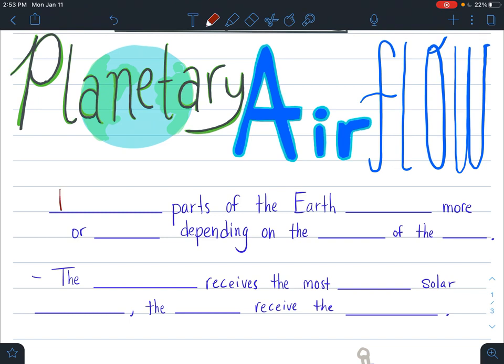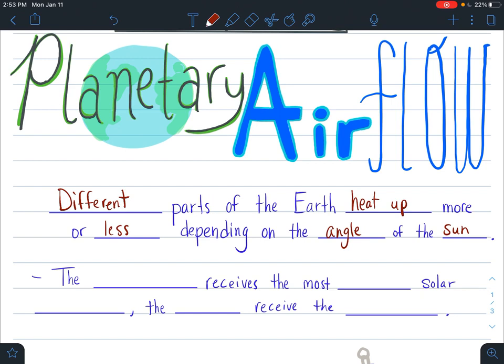So, to begin with here, we're going to record just this general idea that different parts of the Earth heat up more or less depending on the angle of the sun. So the areas that are more direct sunlight heat up more. The areas with less direct sunlight heat up less.